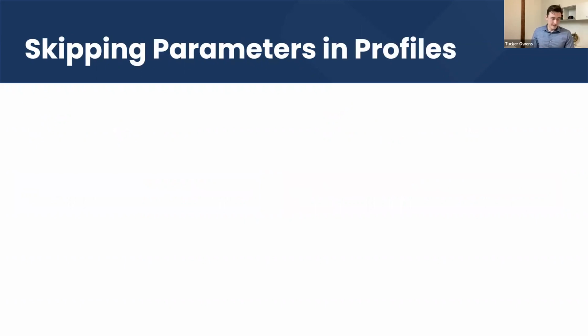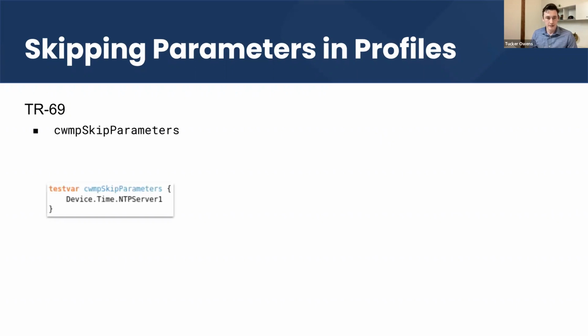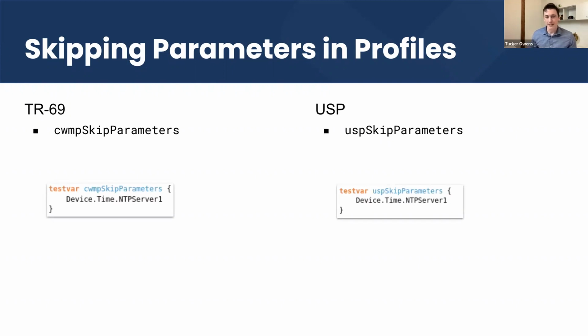Now, sometimes you just don't want to implement a parameter for one reason or another. And in that case, the easiest thing to do is just to skip them. And so once again, on the TR-69 side, that can be done with the CWMP skip parameters test var. And so we've decided, let's just go ahead and skip that NTP server. We don't want anything to do with that. And so what that means is, and actually I'll just show you on the USP side, of course, it's the exact same thing, just instead of CWMP, we have USP.